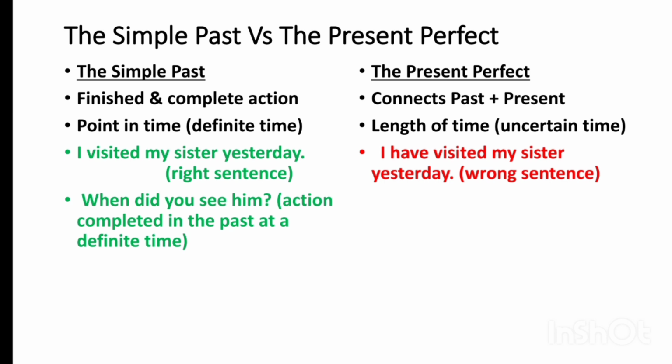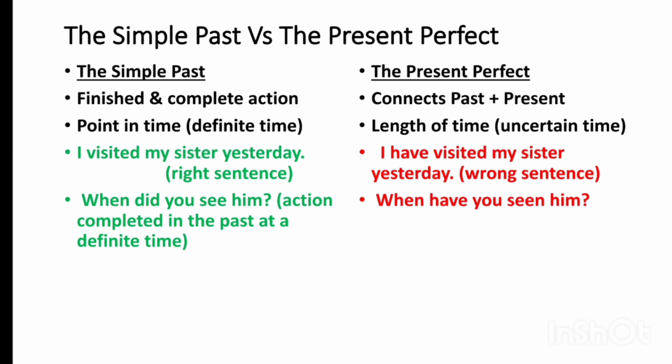And here you will find out the present perfect connects past plus present. It means the action completed in the past, or it has just finished but is still connected to the present, लेकिन अभी भी present के साथ जुड़ा हुआ है. So we cannot say I have visited my sister yesterday. That will be a wrong sentence. That will be grammatically incorrect because yesterday is used here.